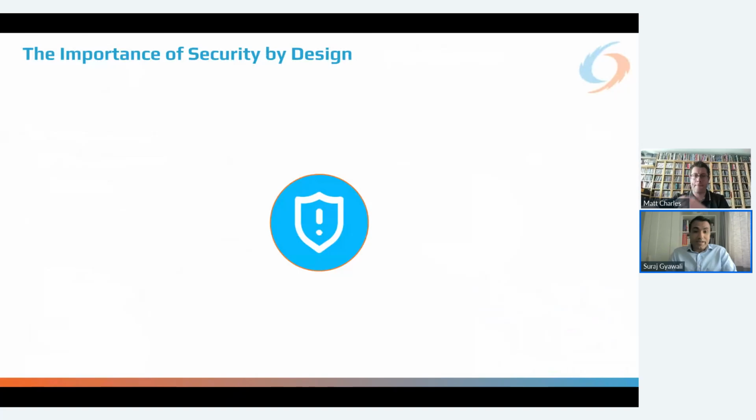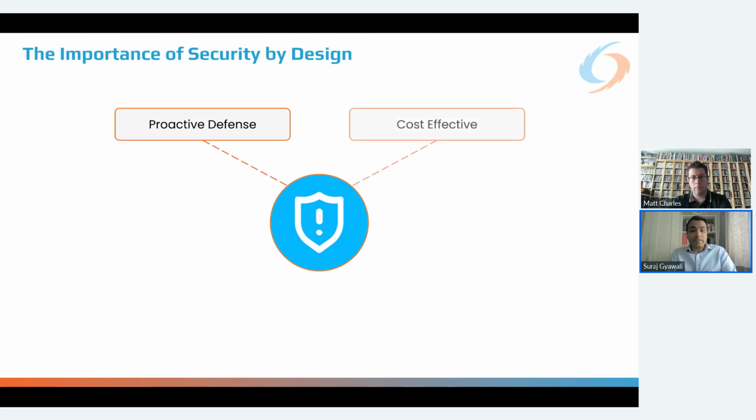In my experience and my view, there are 6 key benefits of security by design. Starting with proactive defense. Security by design promotes a proactive approach to information security, establishing defenses against potential threats from the start rather than reacting to them after they occur. The next is cost effectiveness. By anticipating and mitigating security threats early in the design process, security by design can save an organization a substantial amount of money in potential breach-related costs.